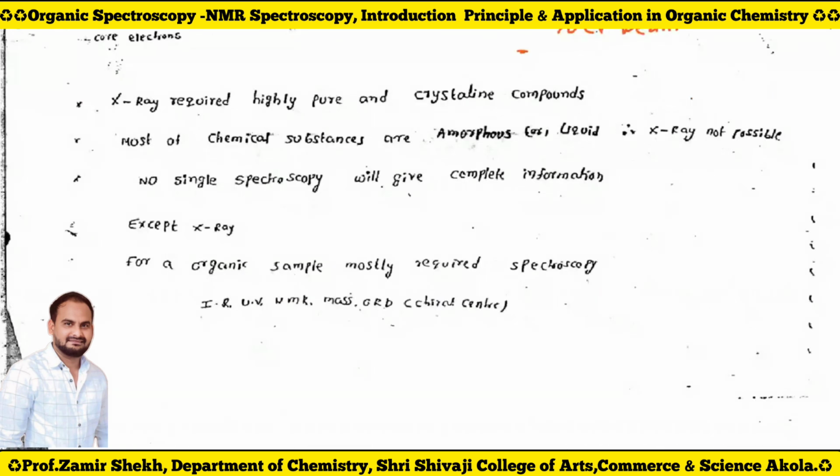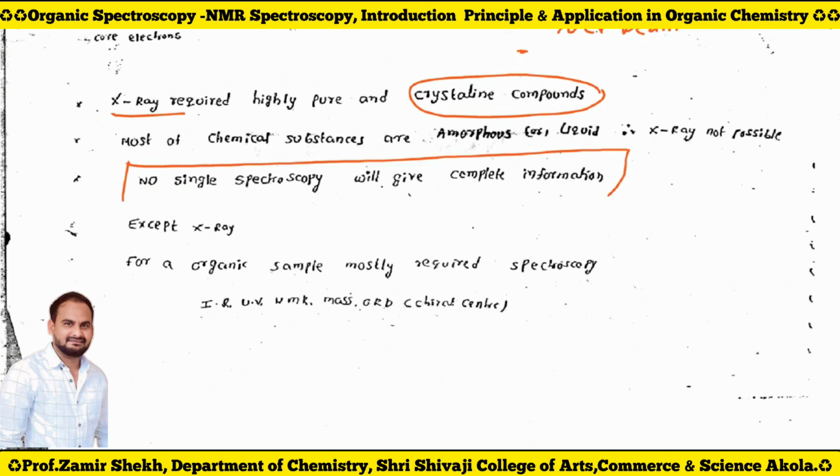Some important points: for example, X-ray requires a highly crystalline compound. That is another important condition. But most substances nowadays are amorphous or liquid, so X-ray is not possible there. But nowadays we have powder XRD and single crystal XRD. And no single spectroscopic technique can give 100% information. That is another important point, and that's why all the techniques support each other.